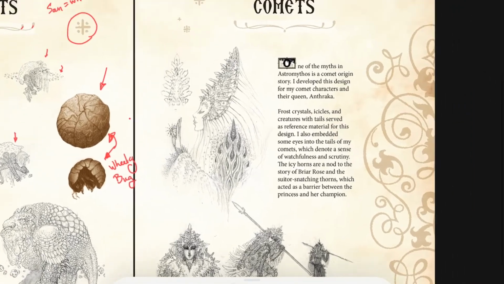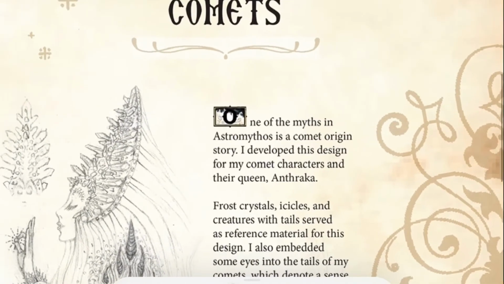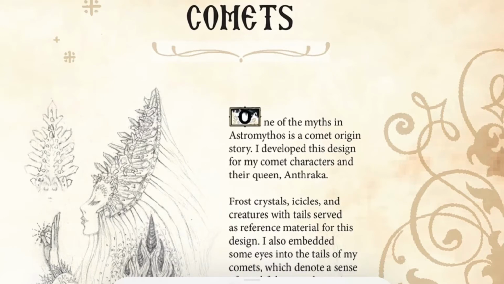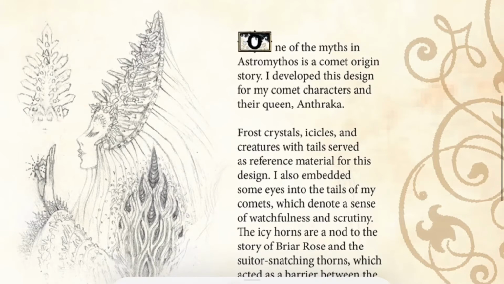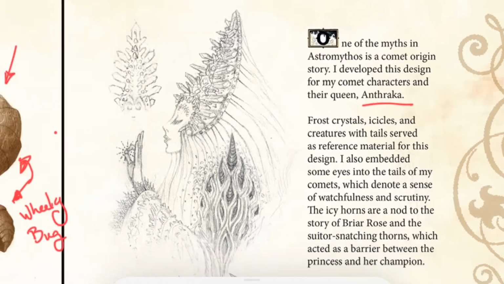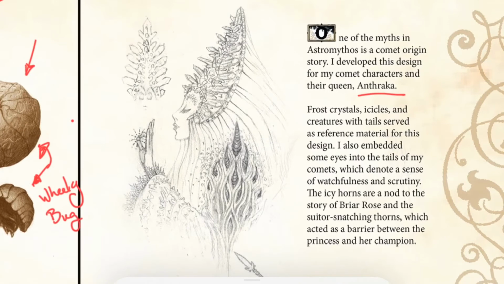All right, over here on page 2, he talks about his design of the comets. He says, one of the myths in Astromythos is a comet origin story. I developed this design for my comet characters and their queen, Anthroraka. Is that how you say that? Anthroraka? What do you guys think? Give me some feedback on names here. This is the first time these names have ever been said out loud, probably outside of John's private friend circle. Am I killing it or slandering it?